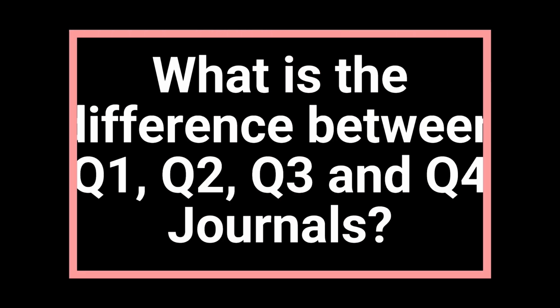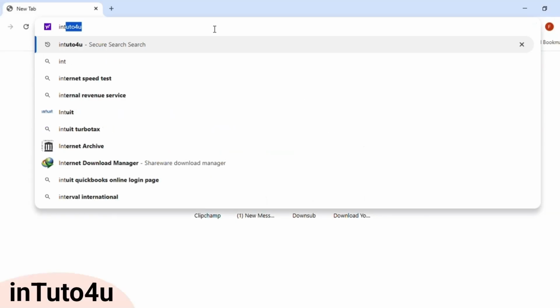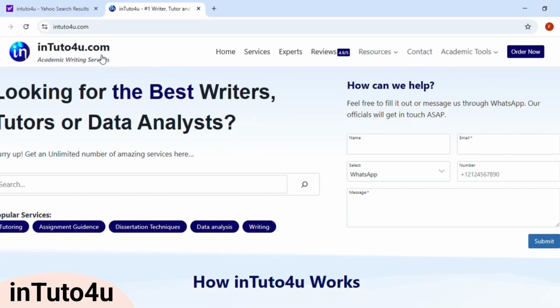What is the difference between Q1, Q2, Q3, and Q4 journals? Welcome back. You're just in time for something awesome today. We learn about what is the difference between Q1, Q2, Q3, and Q4 journals?